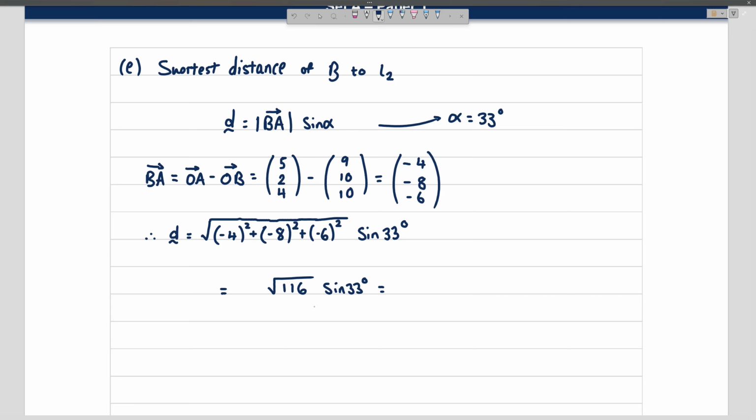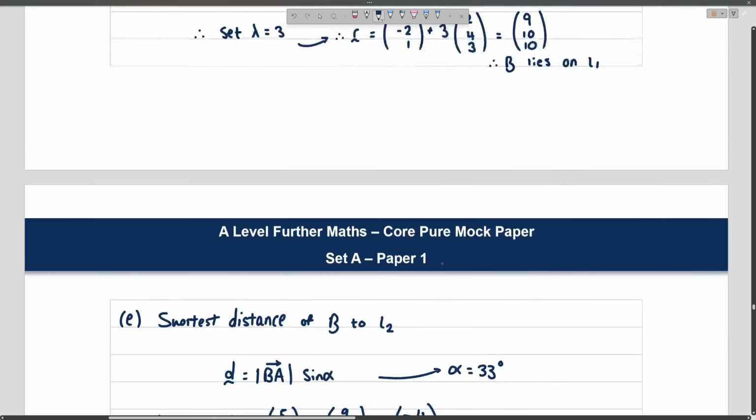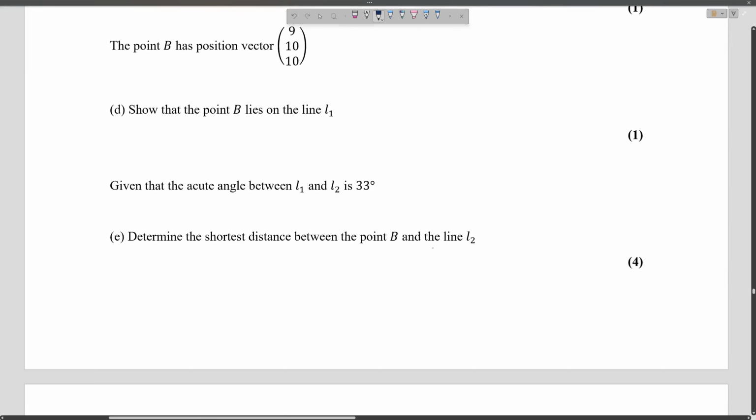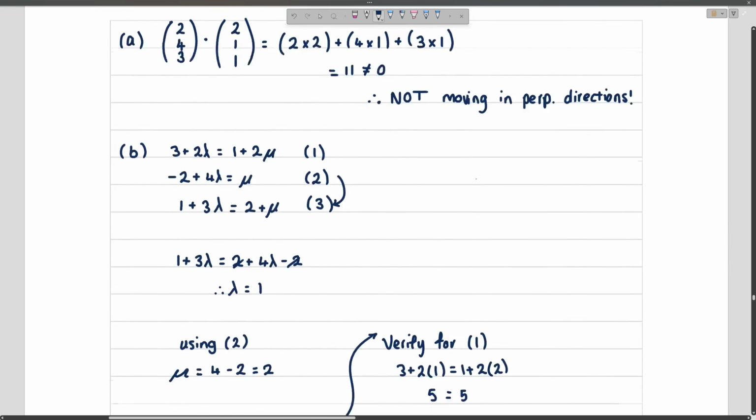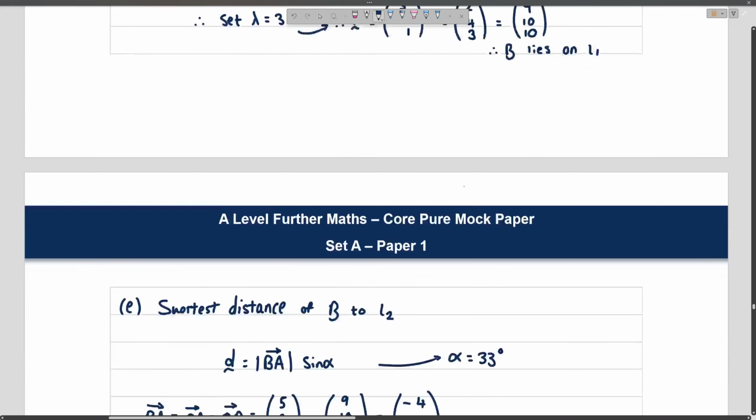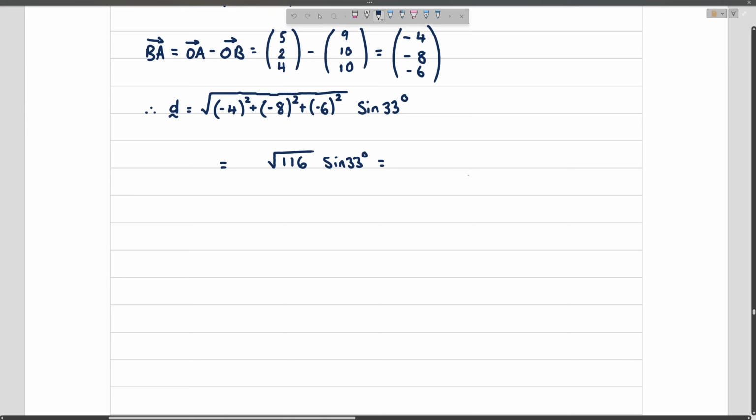And if we just evaluate this here then on our calculator, the square root of 116 times sine of 33 here, obviously just make sure then that your calculator is in degrees mode as opposed to radians. What we get here then, does it ask for it to 3 significant figures? It doesn't ask for it to any degree of accuracy here, so I'll just give it to 3 significant figures. What I get here then is 5.87.